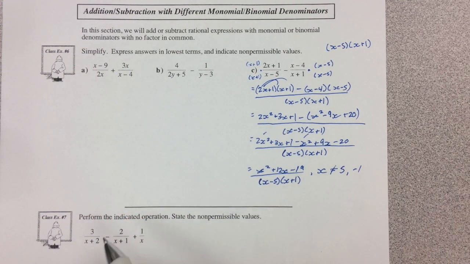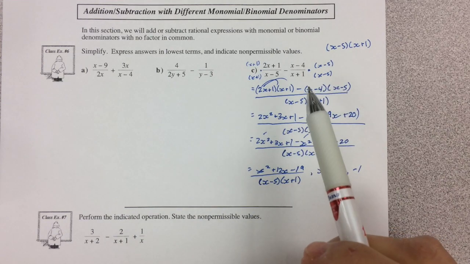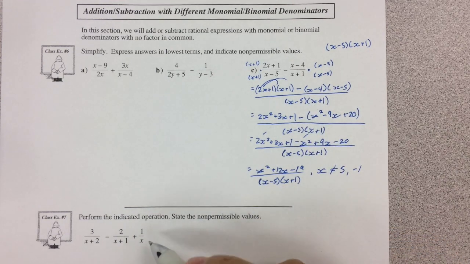And the last one is essentially the same thing. The only difference is my lowest common denominator is going to be made up of 3 terms.